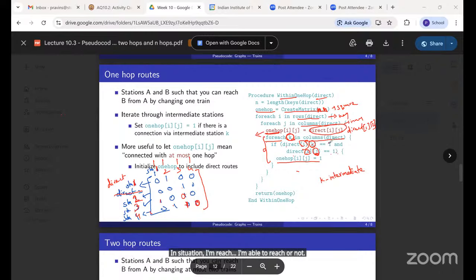If it is reachable, then we'll be having 1 in our direct matrices. Then we are reinitializing one-off of ij equal to 1. This says through one intermediate station, I'm able to reach the end station. Is it clear? Yeah.